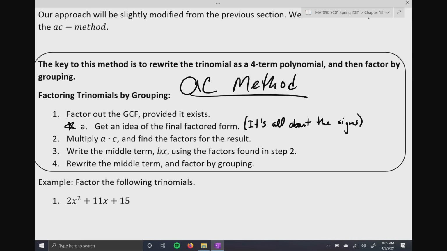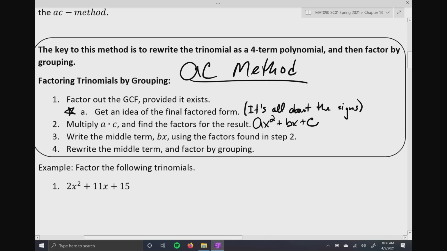Step 2. This is where we start the AC method. So remember, we're looking at problems of the form ax squared plus bx plus c. So what we're going to do is multiply the coefficients a and c together, and find the factors for that result. Okay? Step 3, we're going to use the factors found in step 2, and rewrite our middle term, that bx. By doing that, we actually create a polynomial with 4 terms. So step 4 says, when you rewrite the middle term, factor by grouping. Okay?